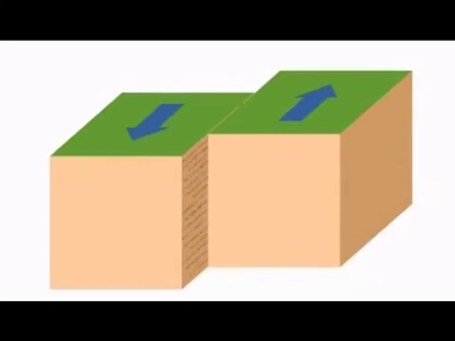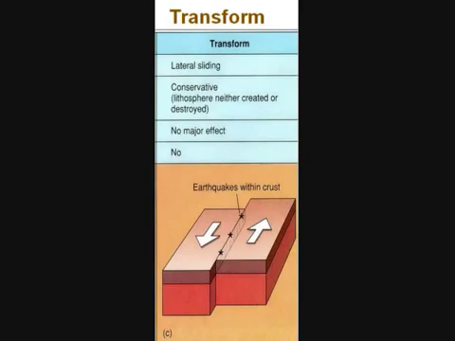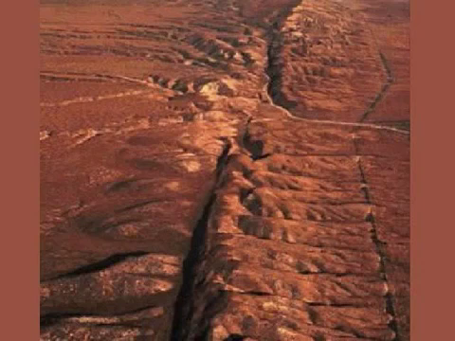The third type of plate movement is called transform. In this movement, the two plates merely move from side to side, sideways in a lateral movement. This movement neither creates nor destroys crust. This movement moves the plates back and forth, causing violent earthquakes.